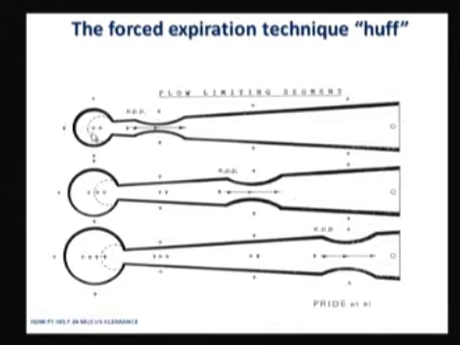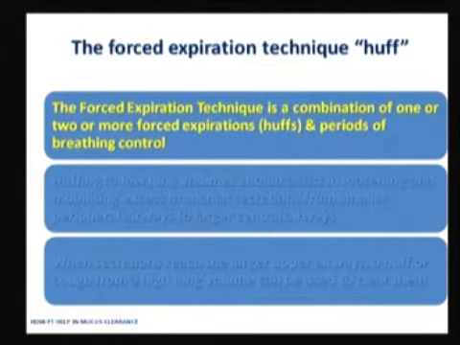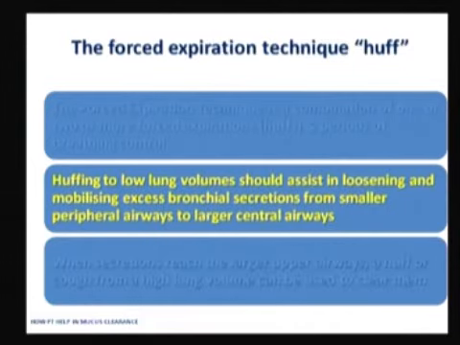If we do the expiration at very low lung volume, the narrowing or the bronchoconstriction will be at a level that is very close to the alveoli. If we do it at a higher lung volume, the effect will be on more distal or more peripheral airways. The forced expiratory technique, HAF, is a combination of two or more forced expiration huffs and periods of breathing control. Huffing to low lung volumes should assist in loosening and mobilizing excess bronchial secretions from smaller peripheral airways to larger central airways.